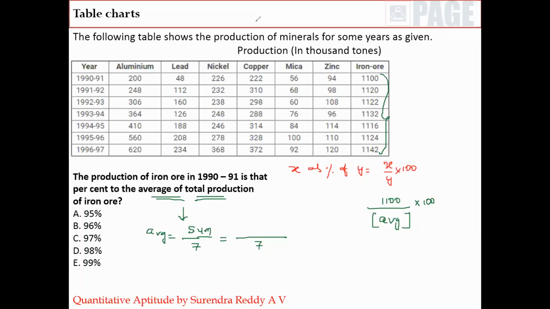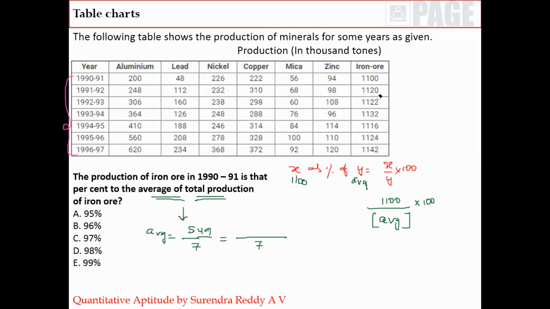Sir, could you explain that again? They are asking the production of iron ore in 90 to 91, which is 1100. This X is 1100, as what percentage of average production? Here Y is the average. So how do you get the average? Sum of all productions by number of productions. So here the sum of production means 1100 plus 1120 plus 1122 and so on, by the number of years, which is 7 years of production, right?